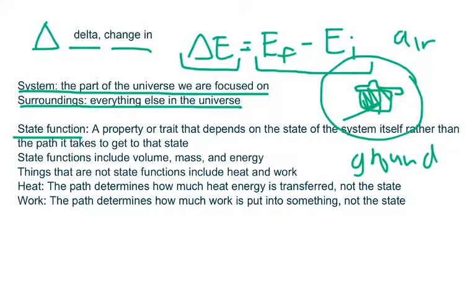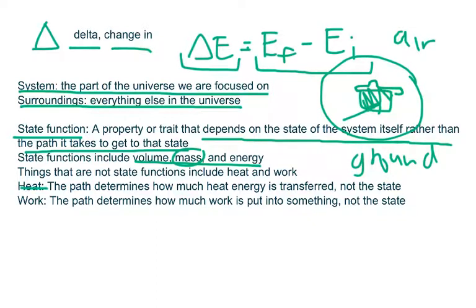Now, another concept you should understand is a state function. A state function is a property or trait that depends on the state of the system itself rather than the path it takes to get to that state. As an example, volume, mass, and energy are all state functions. The mass of an iron bar will always be the same no matter what path you choose to make that iron bar. And because the path doesn't matter and it only depends on the iron bar itself, mass is a state function.